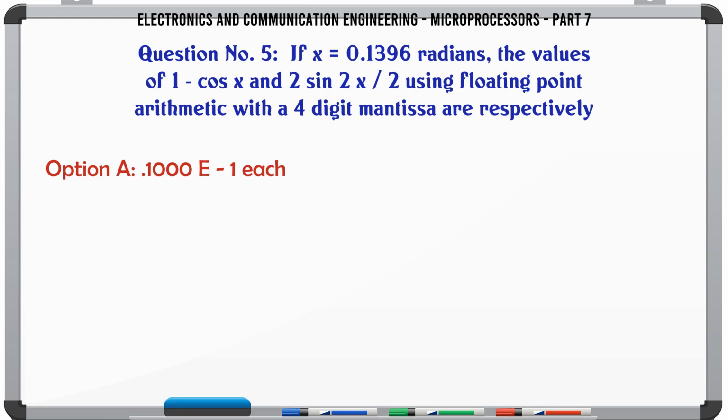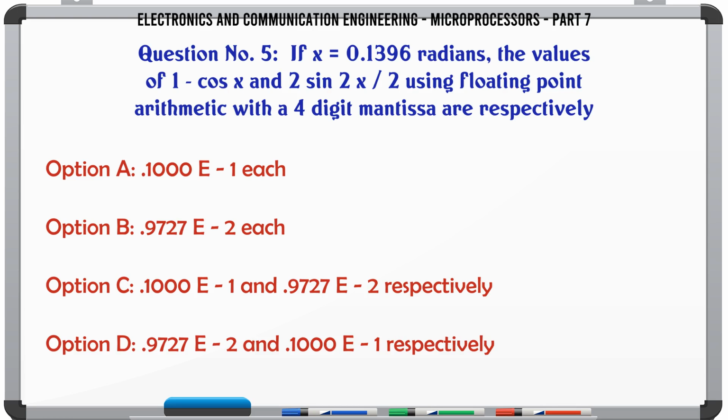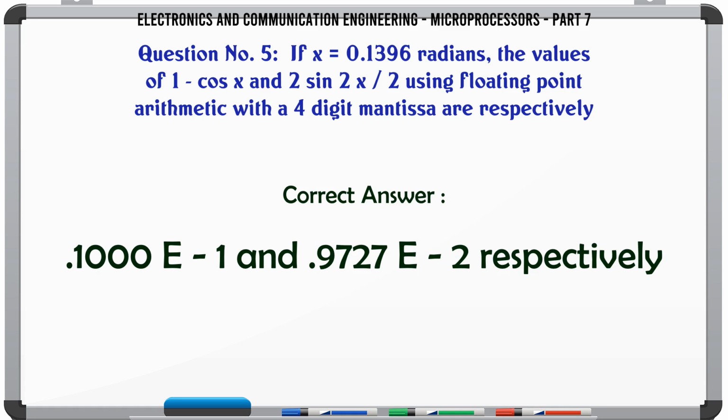If x = 0.1396 radians, the values of 1 - cos x and 2 sin²(x/2) using floating point arithmetic with a 4-digit mantissa are respectively: A, .1000 E1 each. B, .9727 E2 each. C, .1000 E1 and .9727 E2 respectively. D, .9727 E2 and .1000 E1 respectively. The correct answer is .1000 E1 and .9727 E2 respectively.